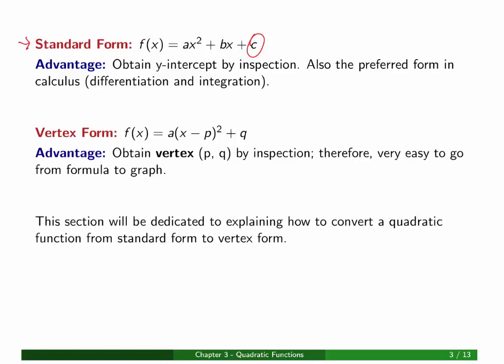Vertex form, the advantage is you get the vertex by inspection, and therefore it's very easy to sketch the graph. It almost comes immediately. So let's go from here to here. Going in the opposite direction is something I did not quite specify, but it's very easy. Right here you just distribute. You would basically work this out to be a trinomial, then you distribute a, and then you would collect like terms, and you're going to be left in your standard form.